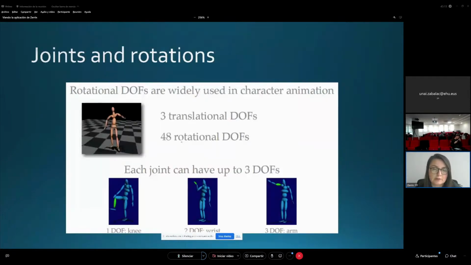And when we talk about animation, of course, we are talking about rotations in joints. For example, this character is a typical ragdoll character. You have 3 translational degrees of freedom and 48 rotational degrees of freedom. And depending on the joint, you can have up to 3 degrees of freedom, such as the knee, wrist, and arm.